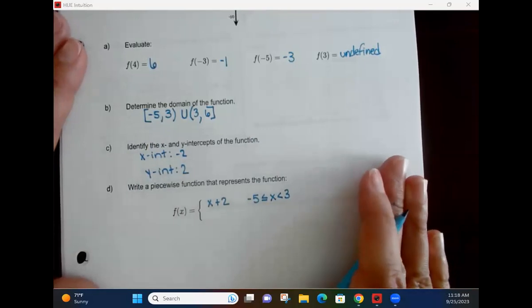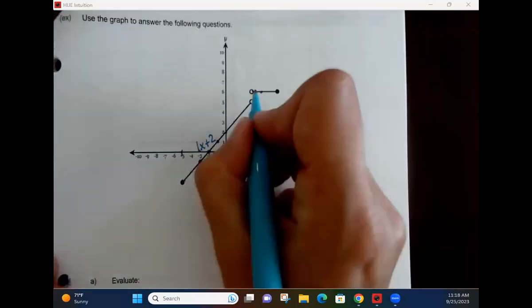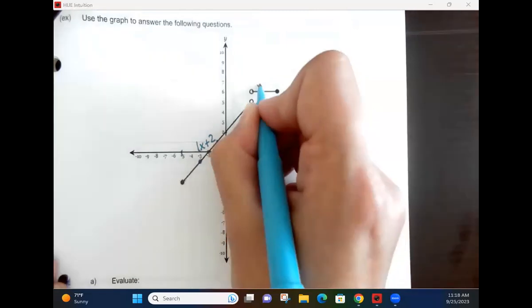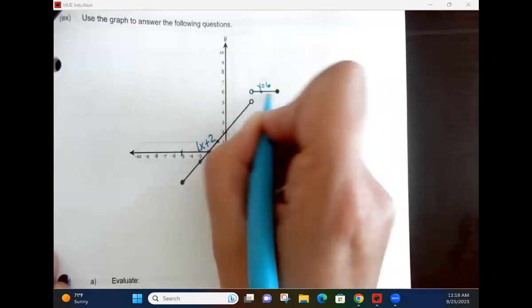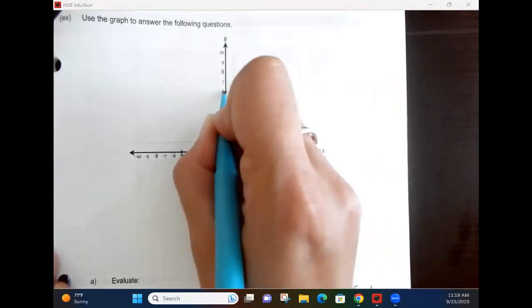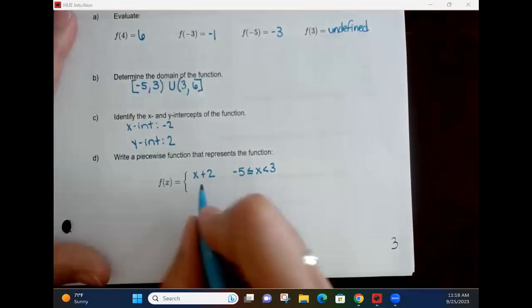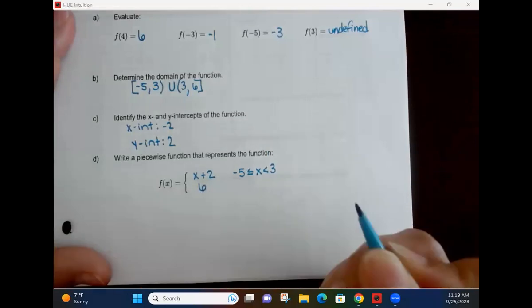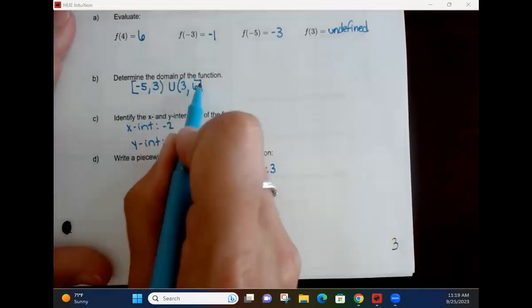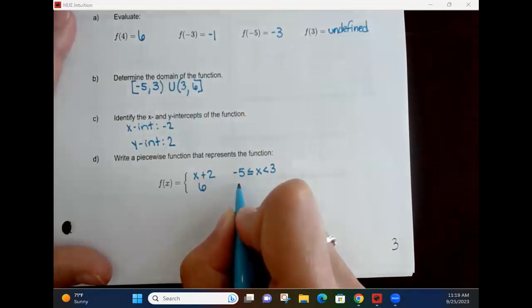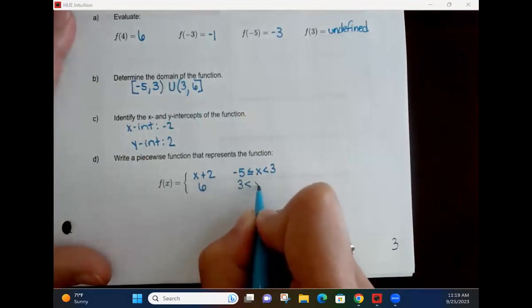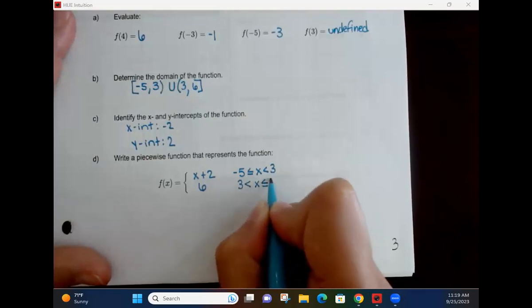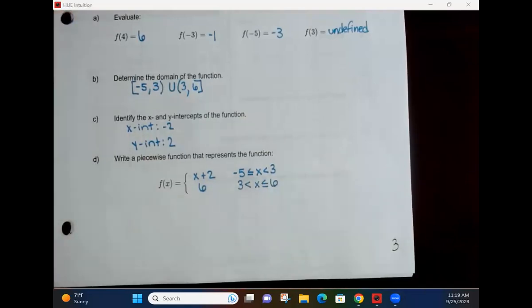The other piece of my function is just the horizontal line y equals 6, right? I don't have a non-zero slope here. The slope is just 0. So y is 6, and that matches the later part of my domain, from 3 up to 6. So 3 is less than x is less than or equal to 6, for x values between 3 and 6.